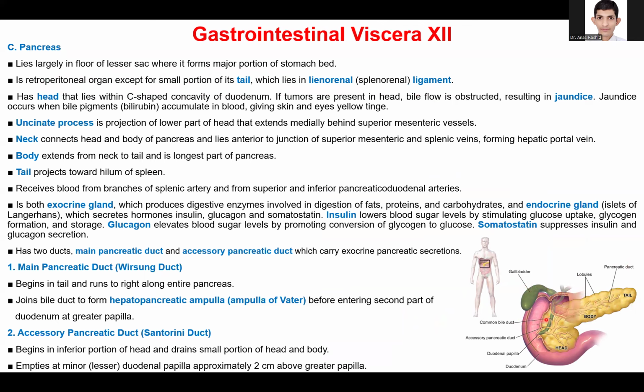We can see common bile duct. We can see the accessory pancreatic duct. Duodenal papilla is here, and we can also see the C-shaped duodenum. Pancreas head lies within C-shaped concavity of duodenum.